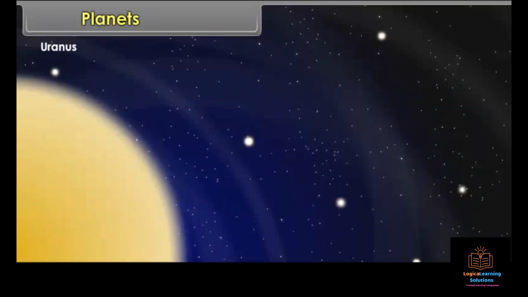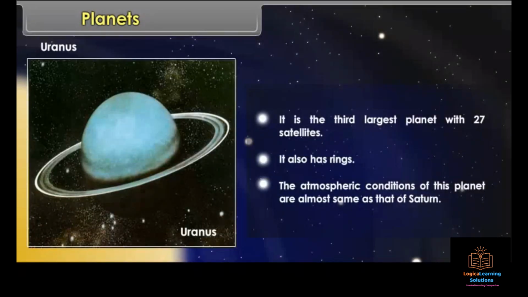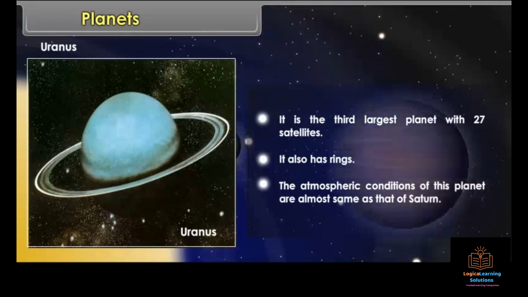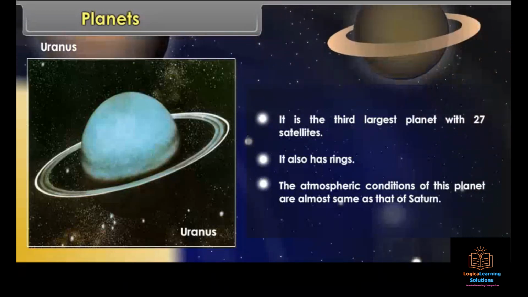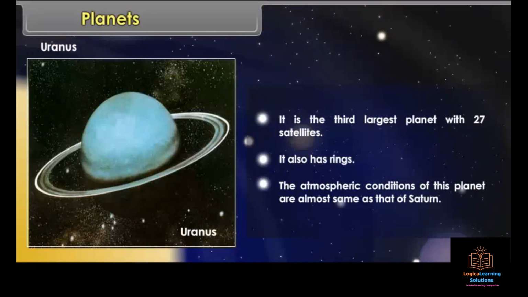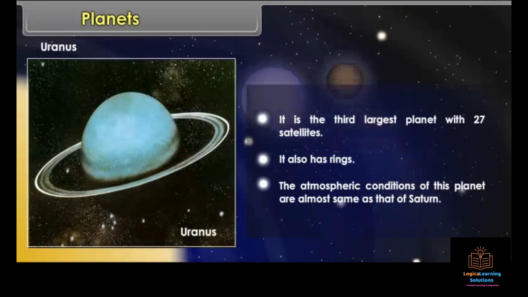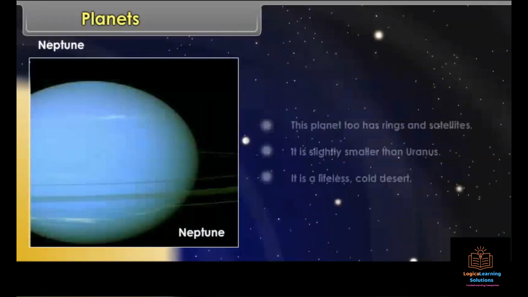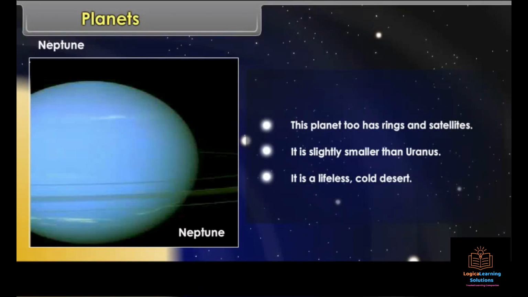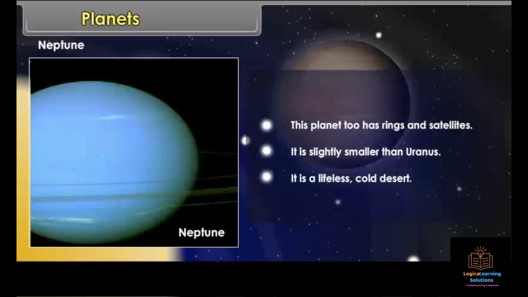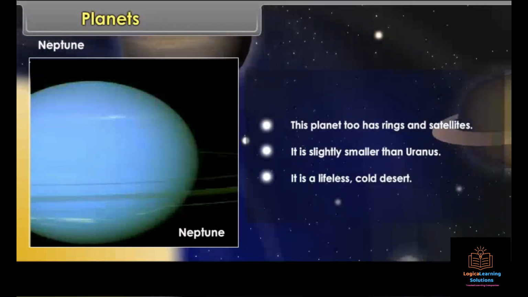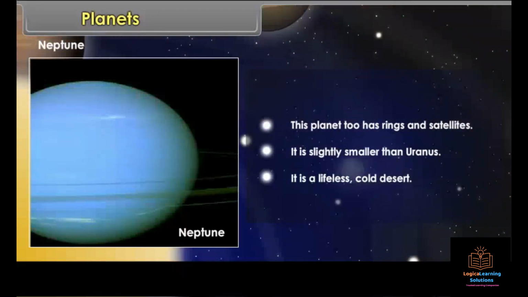Uranus. It also has rings. The atmospheric conditions of this planet are almost same as that of Saturn. Neptune. This planet too has rings and satellites. It is slightly smaller than Uranus. It is a lifeless, cold desert.